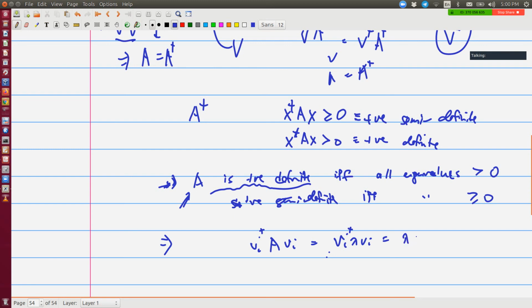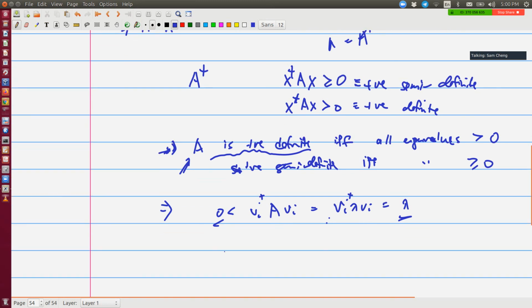vi Hermitian times lambda vi is equal to lambda, assuming vi is already normalized. And this is bigger than zero if it's positive definite. Therefore lambda has to be bigger than zero. Now let's look at the other direction. This is true for any i.